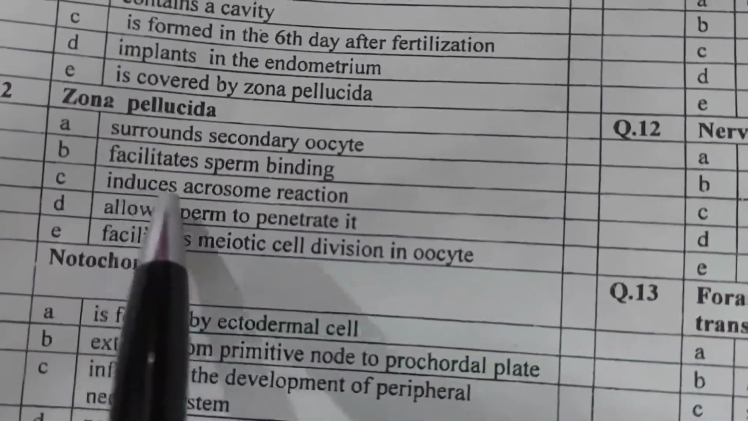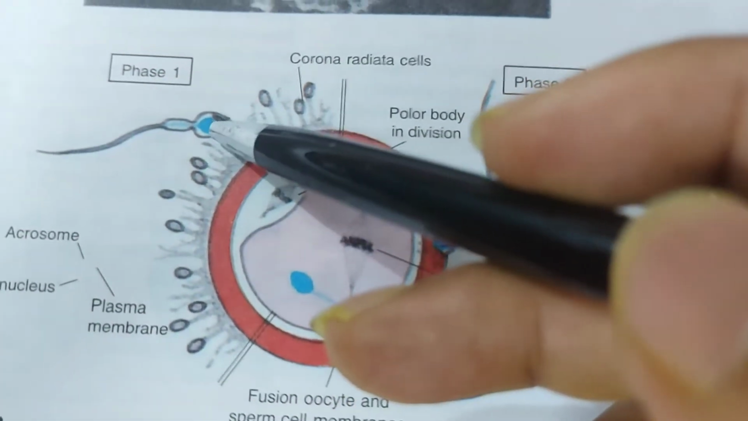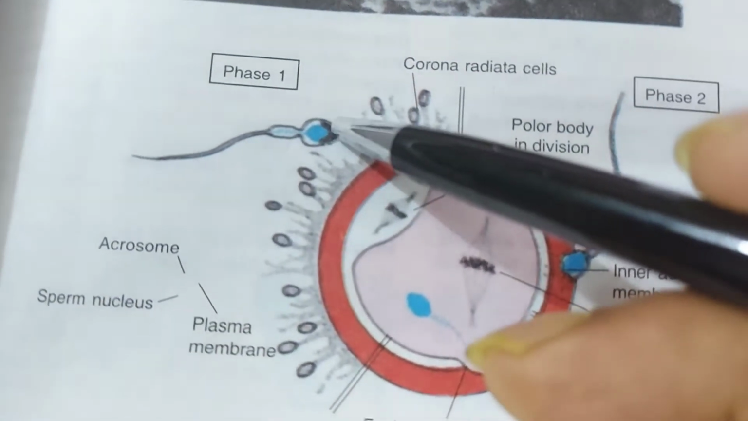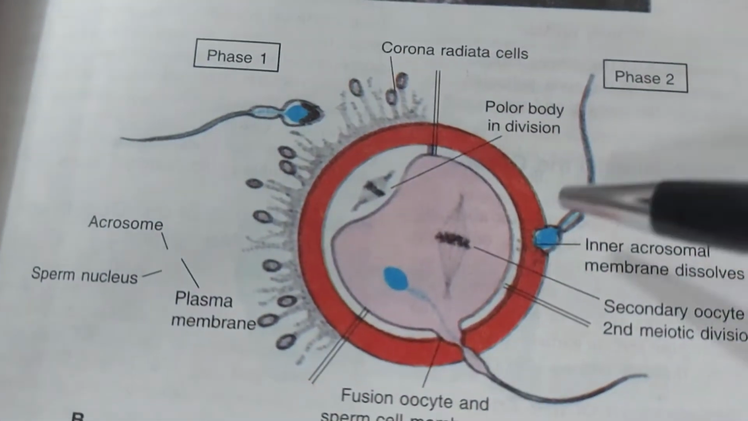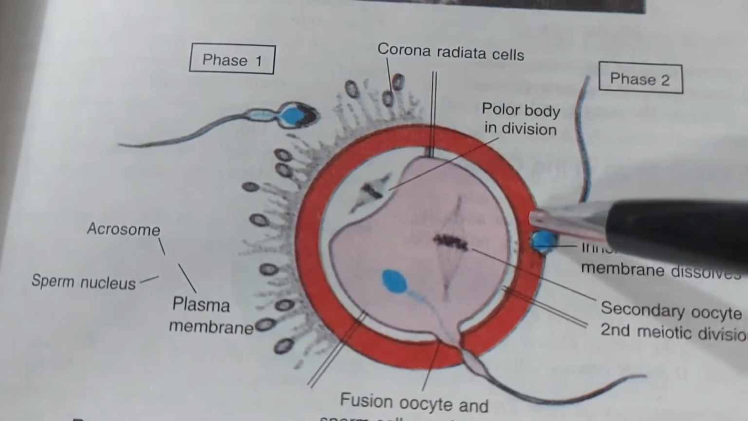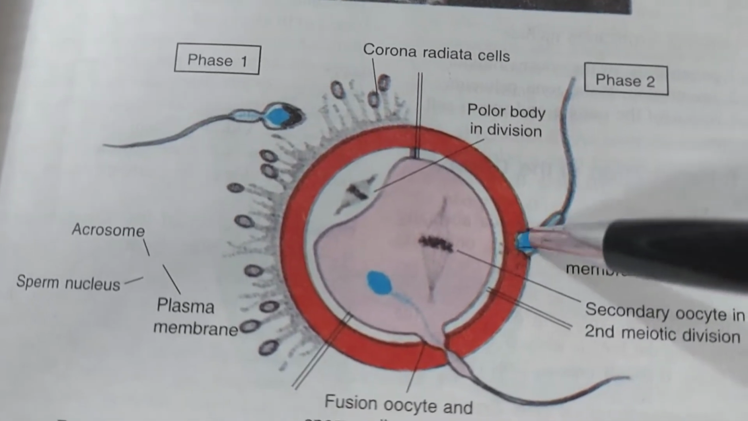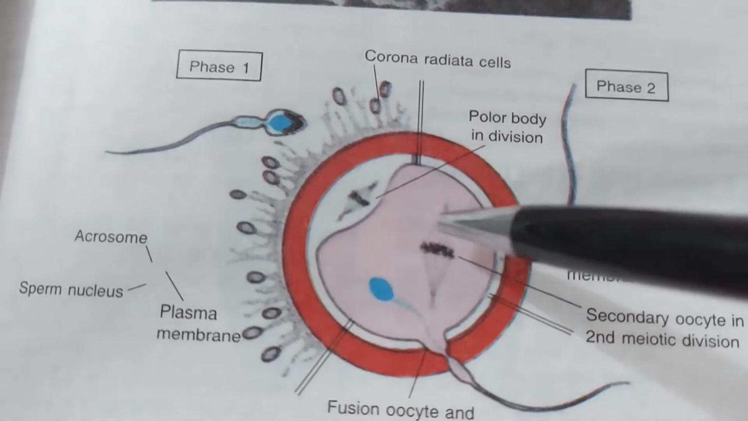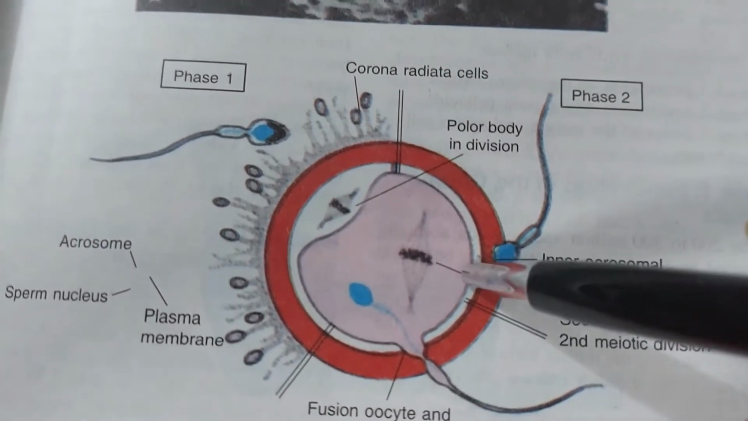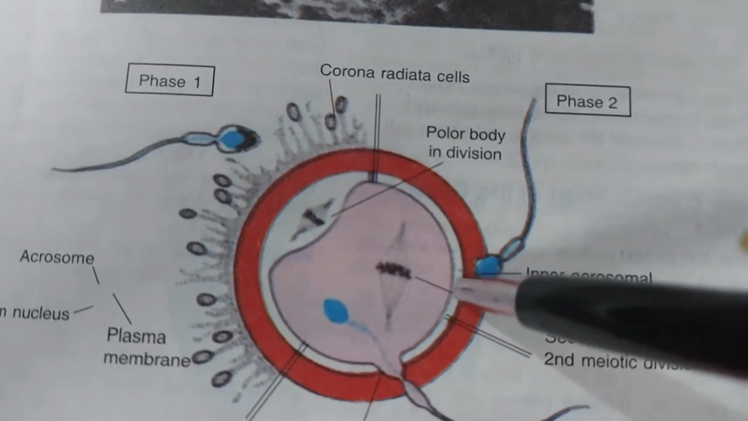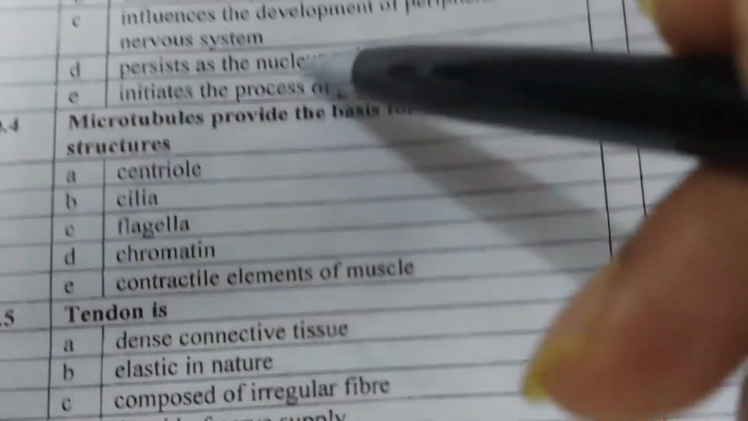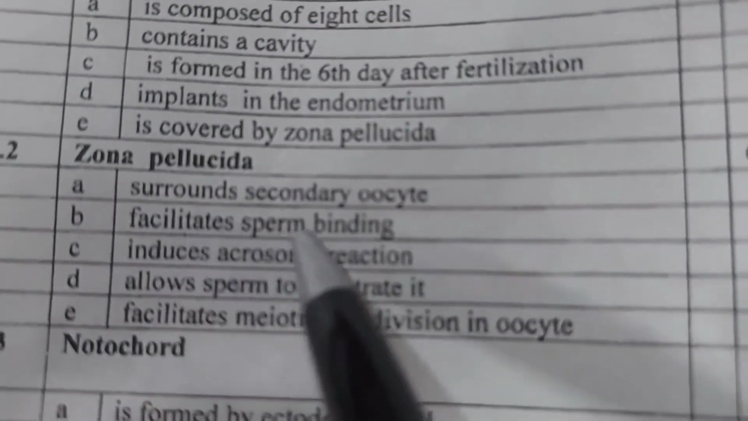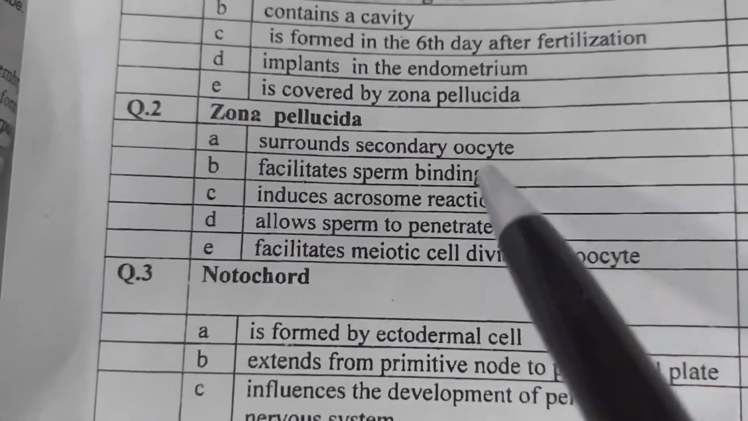Third thing, it induces the acrosome reaction. The head of the sperm contains the acrosome. This acrosome fuses with the Zona pellucida, and when the sperm enters into the ovum, it has to complete capacitation and the acrosomal reaction. So it occurs at this Zona pellucida, and our question here is whether it induces the acrosomal reaction. It is true.